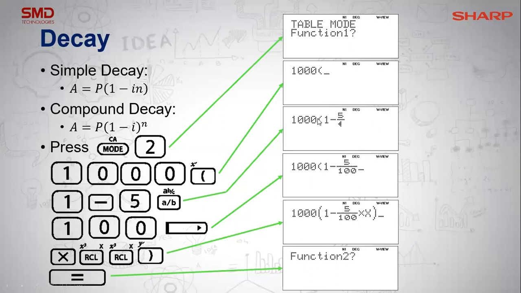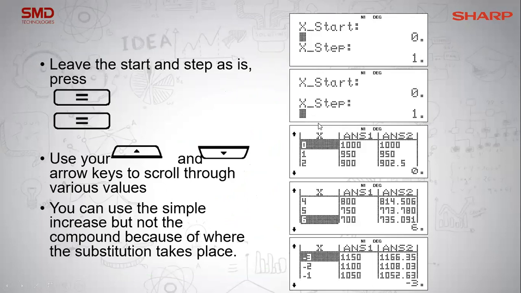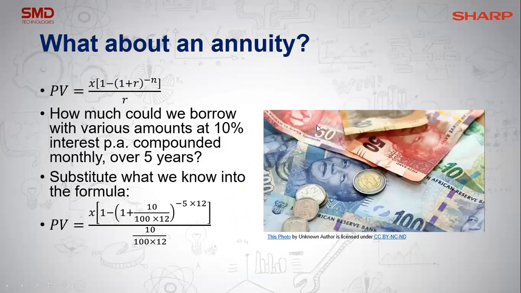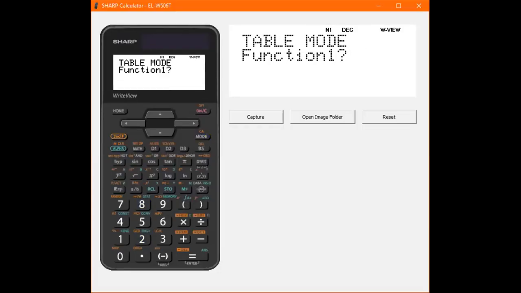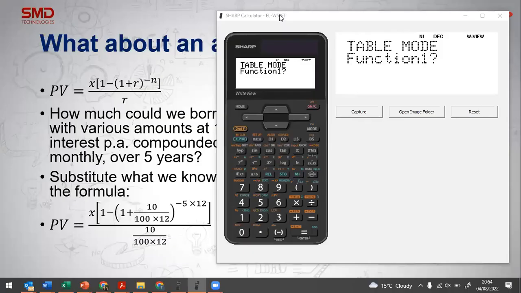I'm not going to go through simple and compound interest because I want to do this one, which is the present value annuity. This one is just so much more fun. But you'll see that you can apply simple and compound interest to this as well. So we're going to go back to our table mode, and I'm going to share both screens with you so that you can see what I'm talking about.